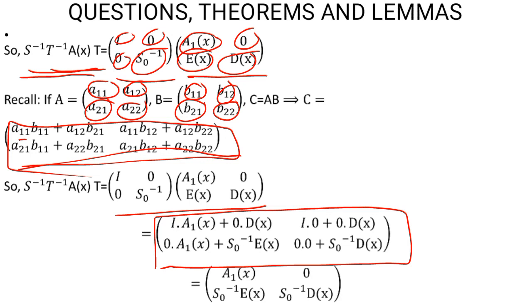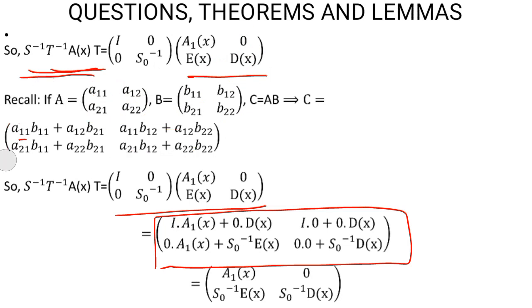A11 is I, not 1, sorry. A11 is your I, and B11 is located here. It's your A1X, so you can see what we have here. So you can pause the video, try yours, and ensure that the values tally with what you have here.